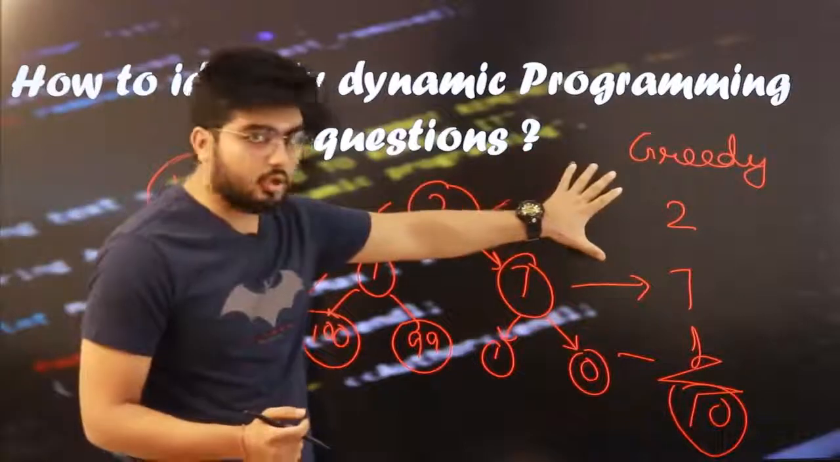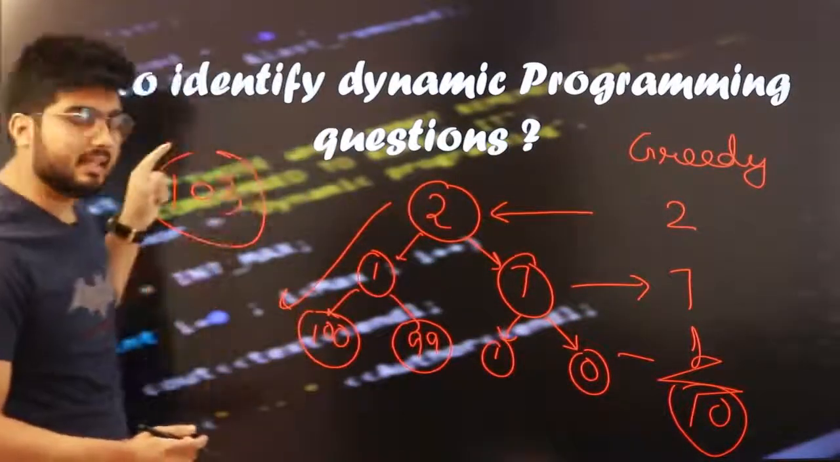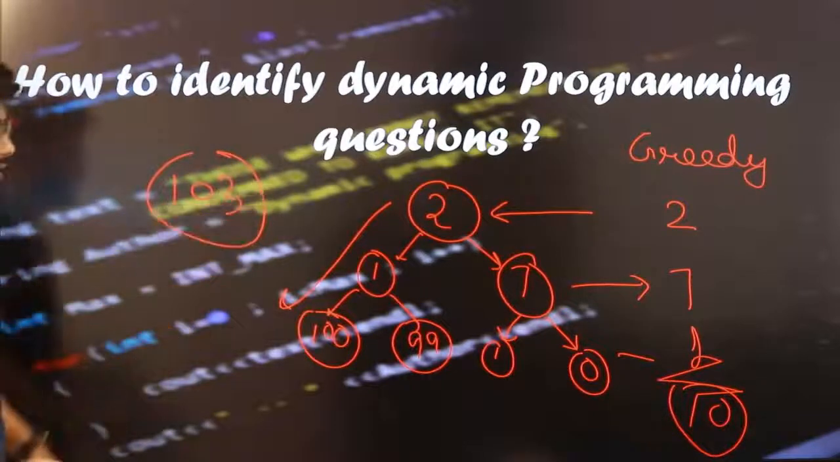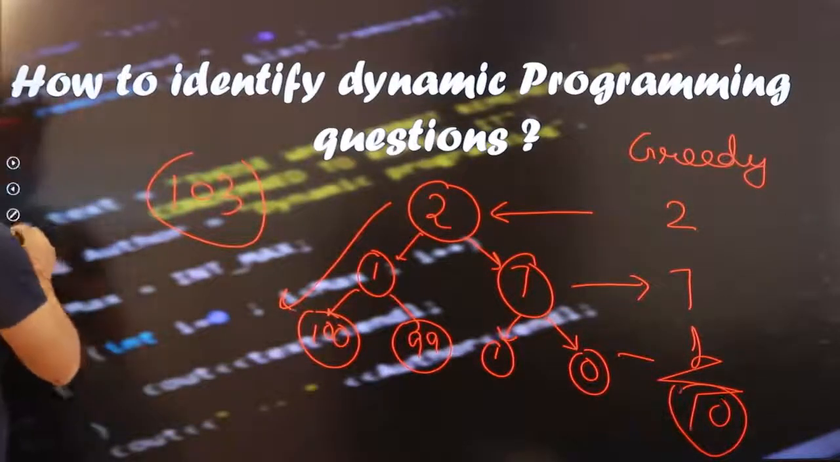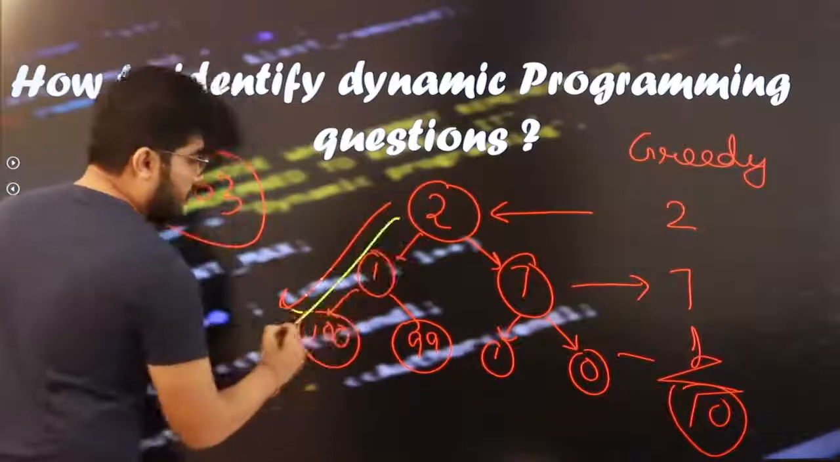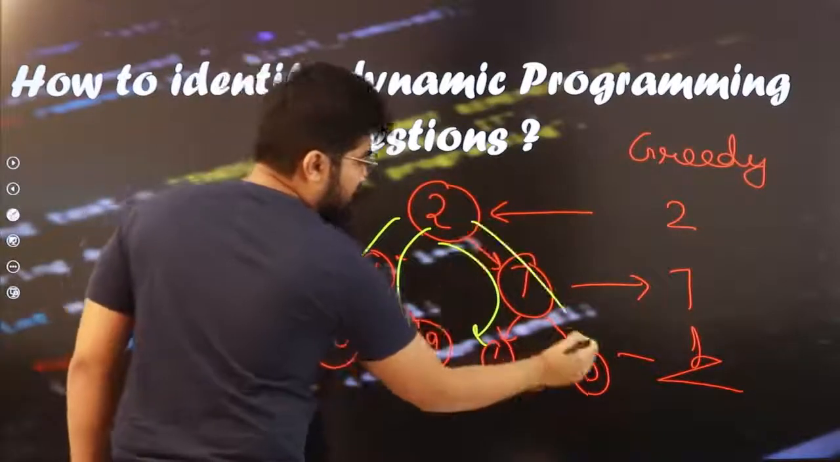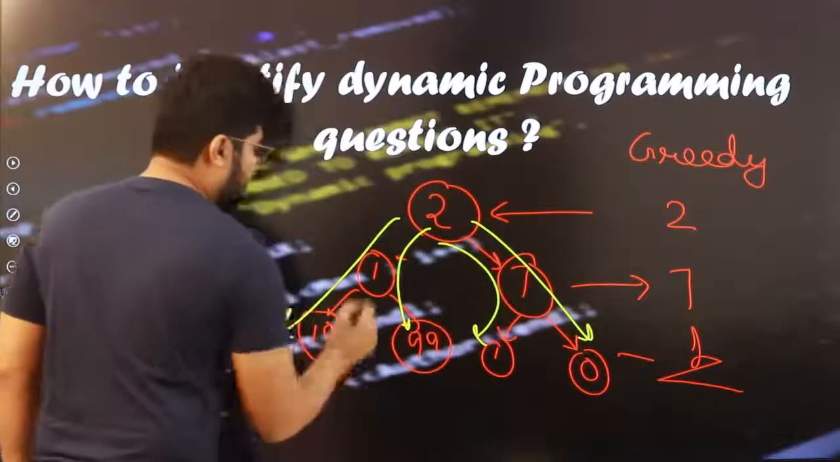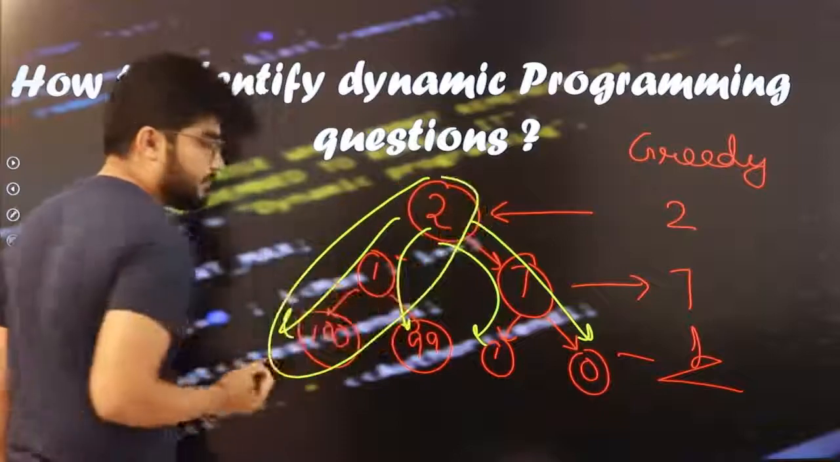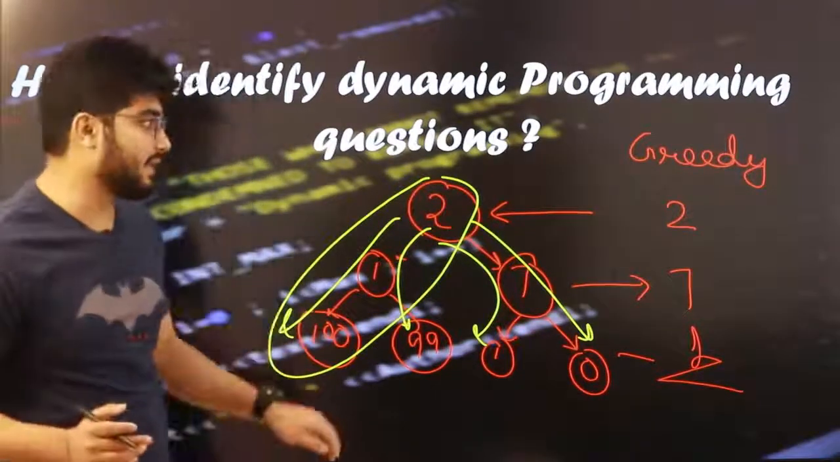If you use greedy and pick the maximum at every step, you will reach the wrong answer. But here, if you use dynamic programming and look at all the answers, what are the answers? I mean not the answers, what are the possible solutions? 1 solution, 2 solution, 3 solution, and 4 solution. Among these, which is the best solution? So which will be our answer? Okay, I hope this is clear.